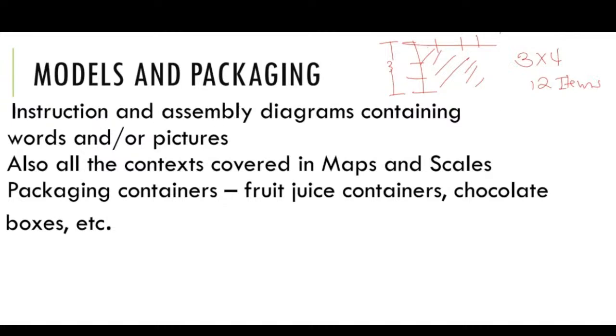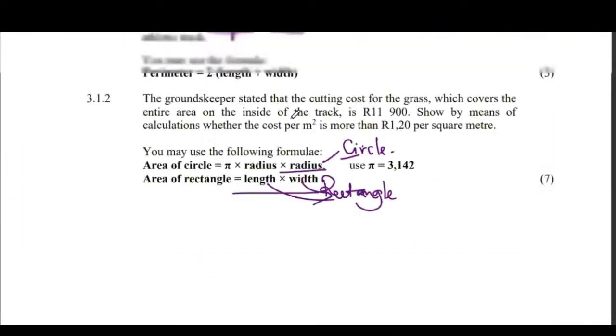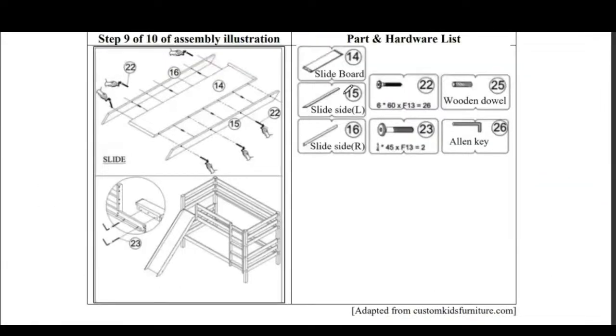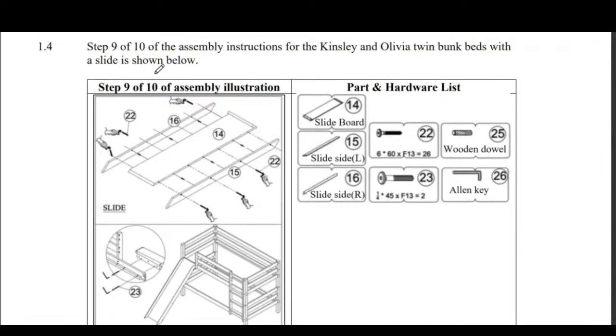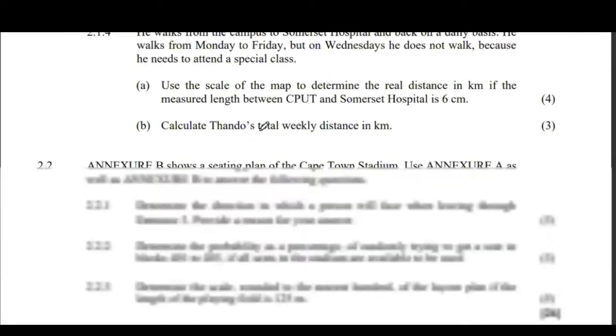Assemble. To assemble, this is when we follow the plan, like this. This is assembly. You understand? They were assembling a bed. Step 9 of 10 of the assembly instructions for the King's bunk bed with a slide, as shown below. You see that? But how do you assemble it? So that will become our question today.